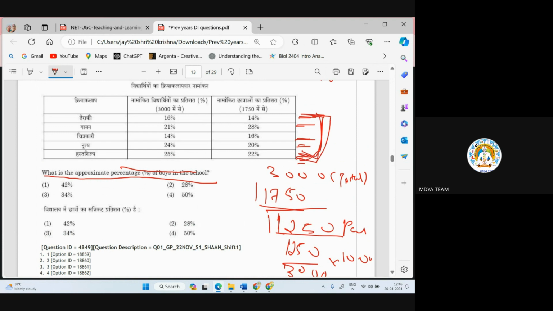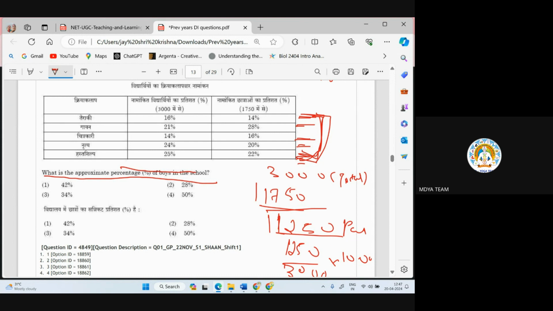Are you understanding what I want to say? No, sir, I'm not getting it. But in that case, the girls' data will be given separately, right, sir? Yes, the girls' data will be given separately. I just want you to think that you can also calculate like this.